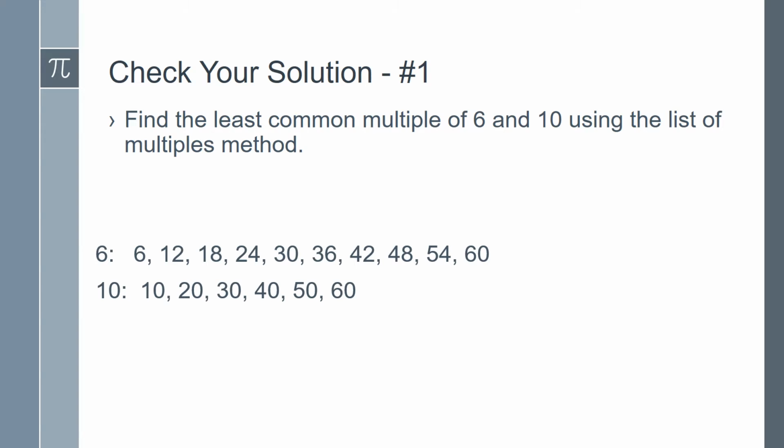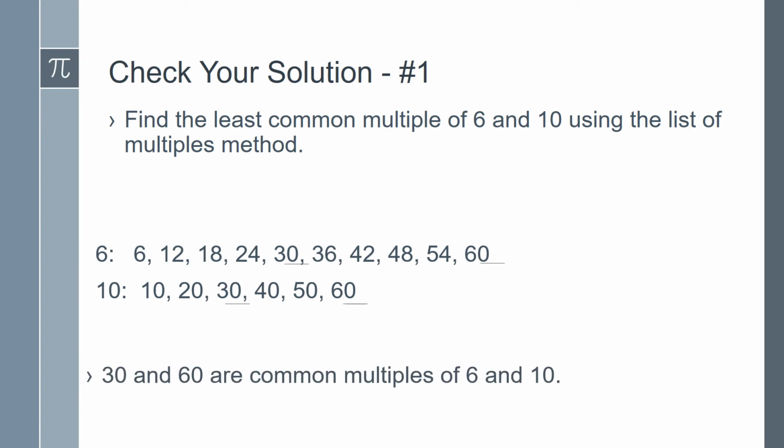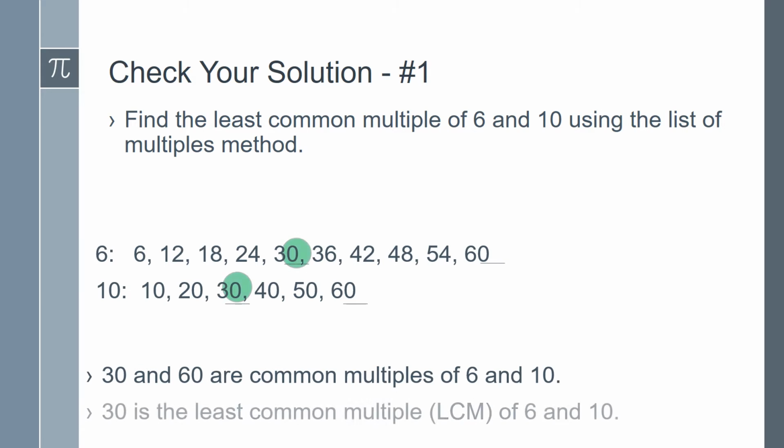We'll underline some common multiples, and we see that 30 and 60 are both common multiples of 6 and 10. Then we will circle the least common multiple. 30 is the least common multiple, the LCM, of 6 and 10.